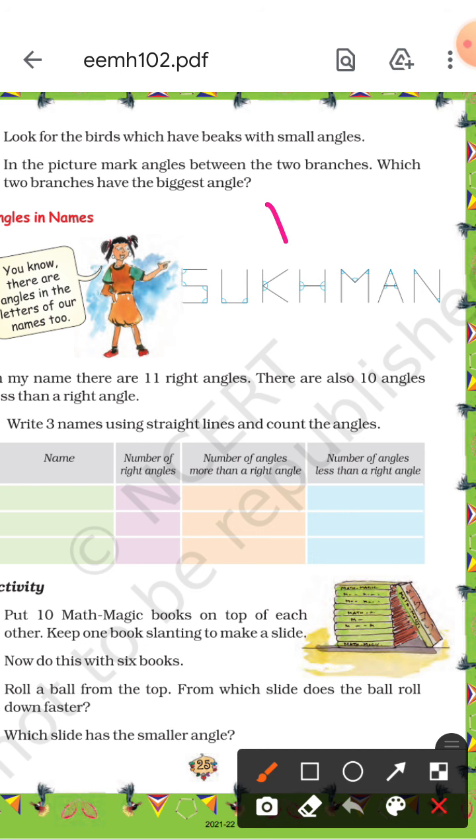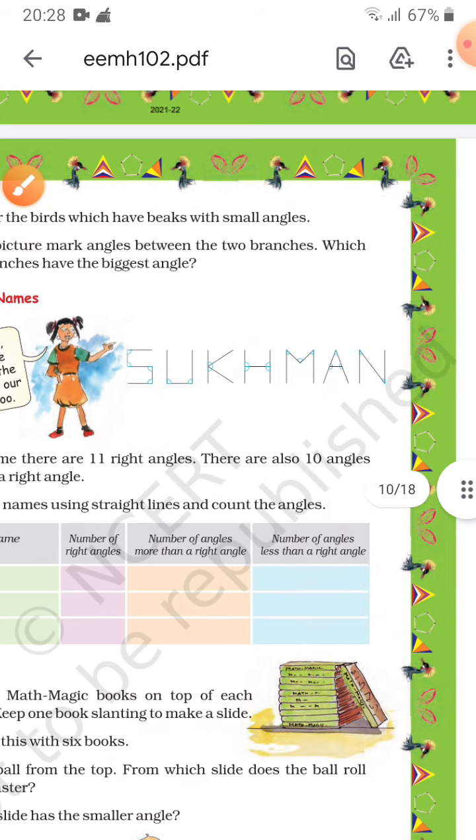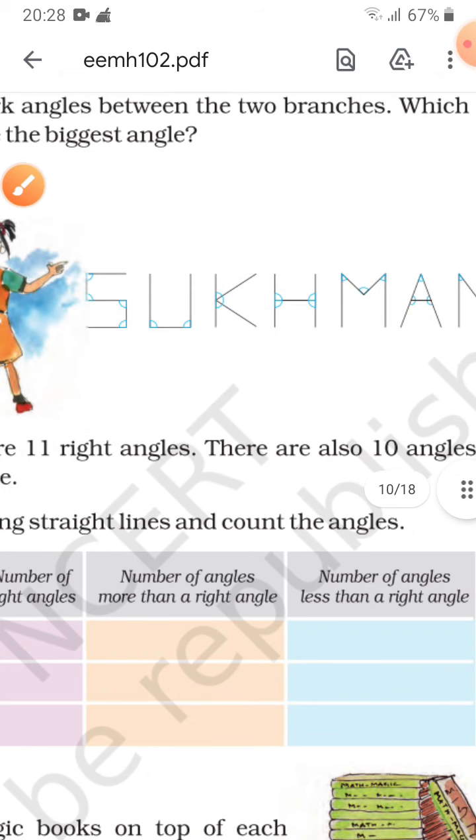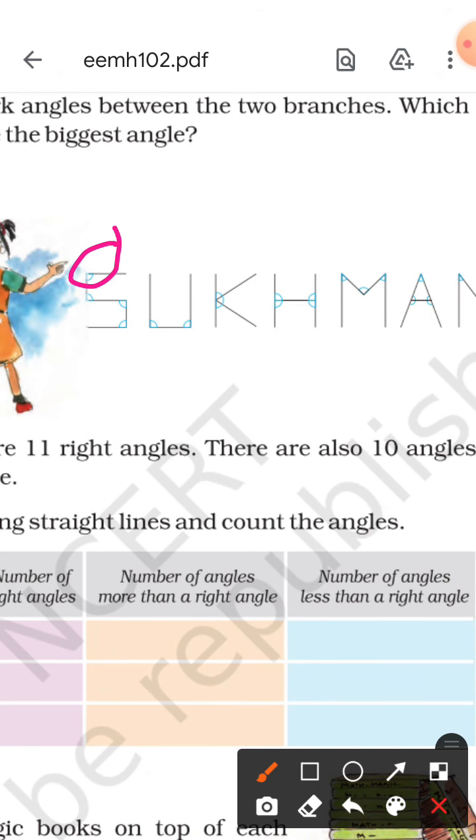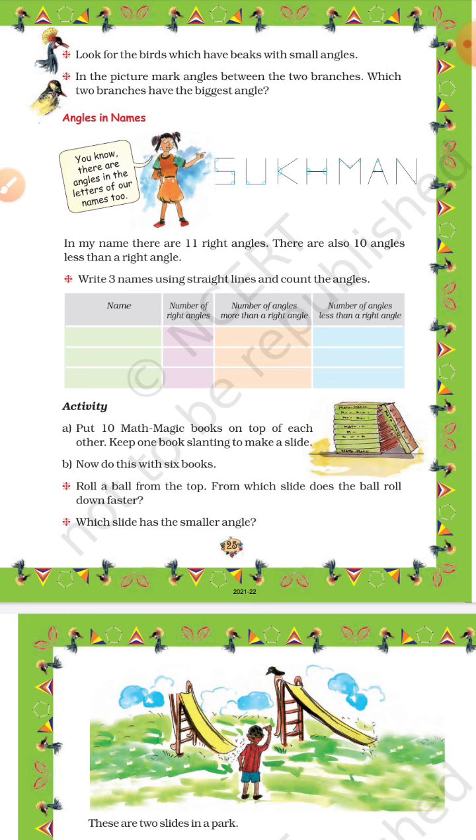Okay, so here in this figure we are having 11 right angles, 10 angles less than right angle, and all the angles are marked here. So you can see that all the angles here are right angles. Okay, all the angles are right angles. The angle less than right angle we can have here. Okay, so likewise you have to find out the same thing in different names. So write 3 names using the straight lines and count the angles.